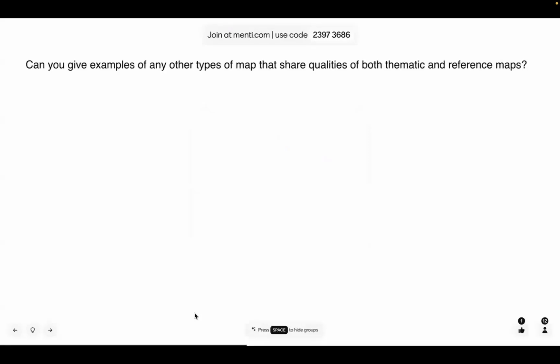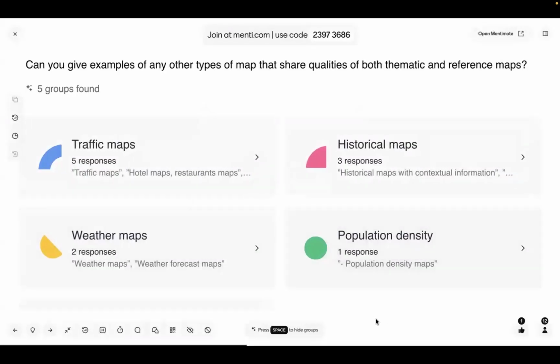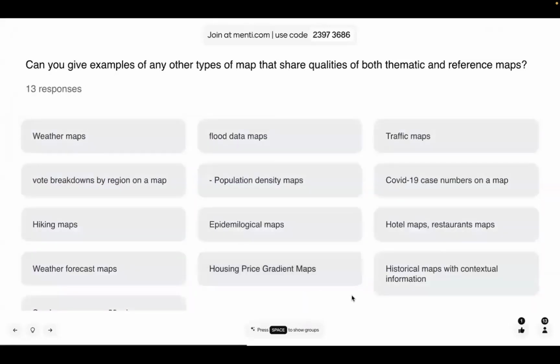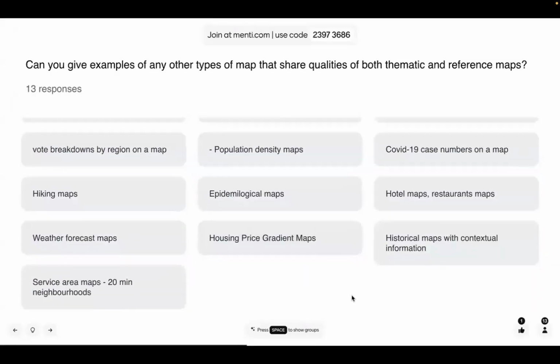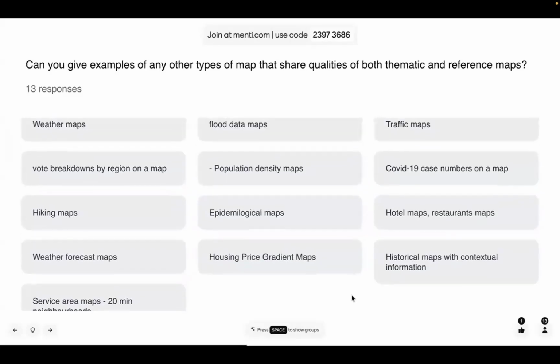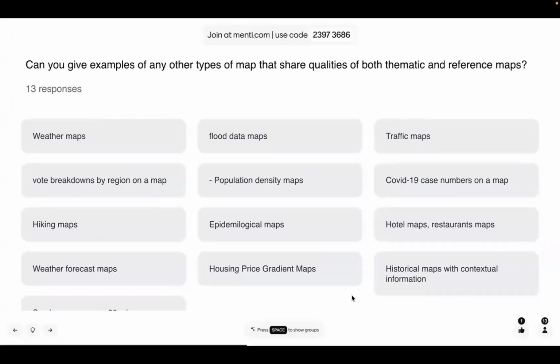And as you can see, Mentimeter has nicely grouped these into some broad categories that you guys have established. I see there's still new responses coming through, so I'm going to just give us a minute. Service area maps, 20-minute neighborhoods. Yeah, that's a great example. COVID-19 cases, numbers on a map, another great example. Hiking maps, great example as well.